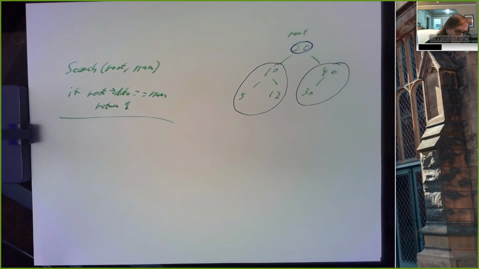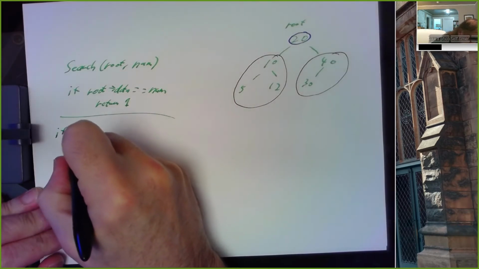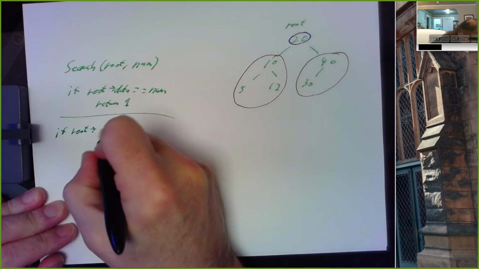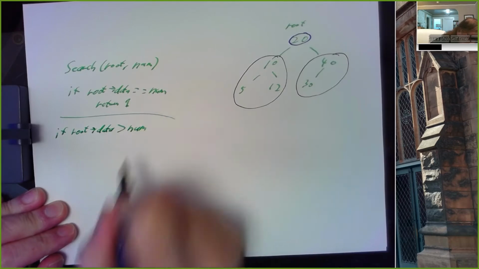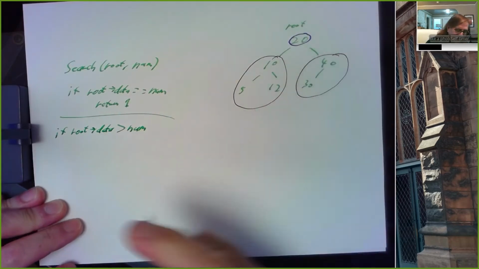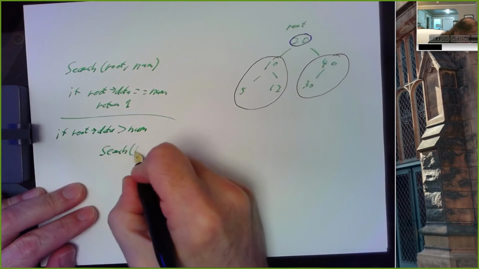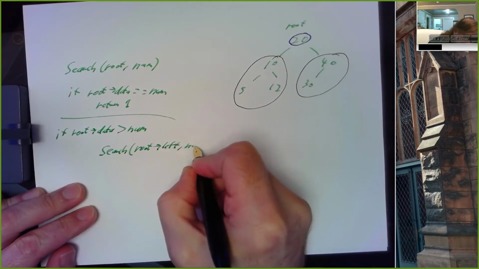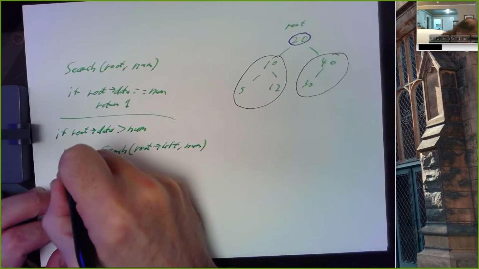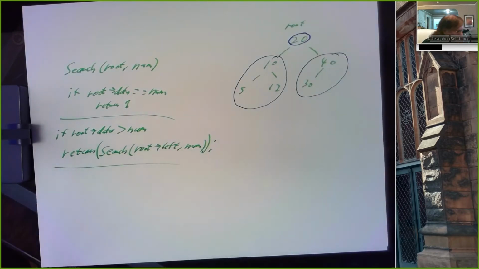So here's what I can do. If my root data is bigger than my number, meaning my number is somewhere in the left subtree, let's just search that left subtree and return whatever we get from that call to search. Yeah, it's like high-low.